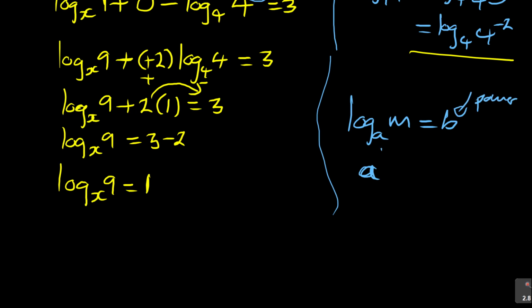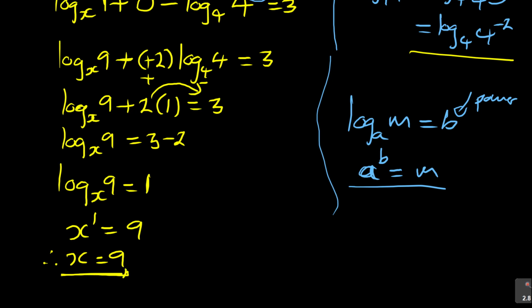Okay, a to the power of b is equal to the number m. That's how you convert log to exponents. So what you're going to do here, you take x, which is the base, it will still become the base, to the power of what? 1 is equal to 9. That's what you simply do. So x to the power of 1 is equal to 9. And then from there, what is x? x to the power of 1 is x. Therefore, simple, x is equal to 9.